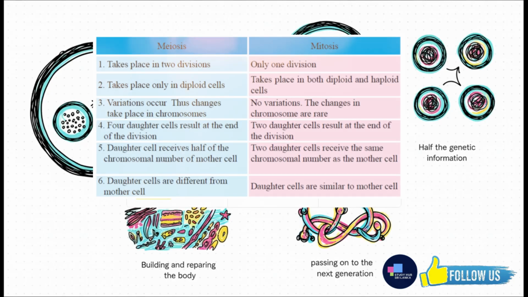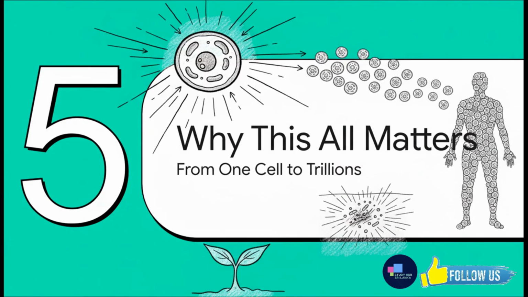This table here summarizes it perfectly. Mitosis makes two identical cells, and its purpose is to build the body for growth and repair. Meiosis, on the other hand, creates four unique cells, and its whole job is to pass on genetic information to the next generation.